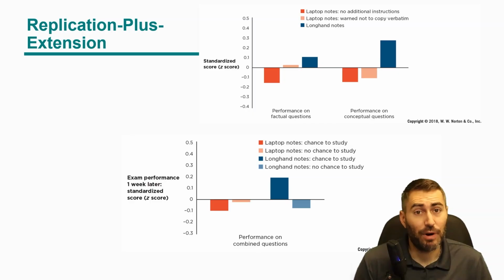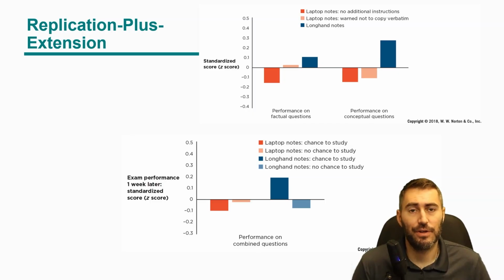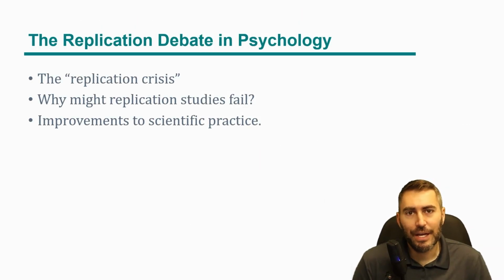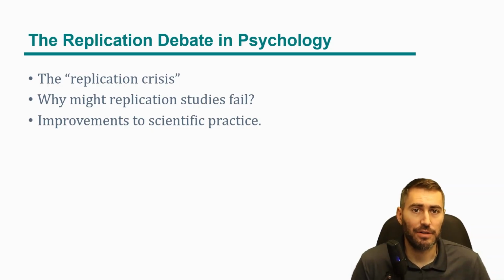Another way to conduct a replication plus extension study is to introduce a new independent variable. Mueller and Oppenheimer's third study illustrates this approach. This study replicated the laptop note-taking effect, extending the research by allowing half the students to study their notes a week later. The replication debate in psychology can be studied or discussed in 3 parts.